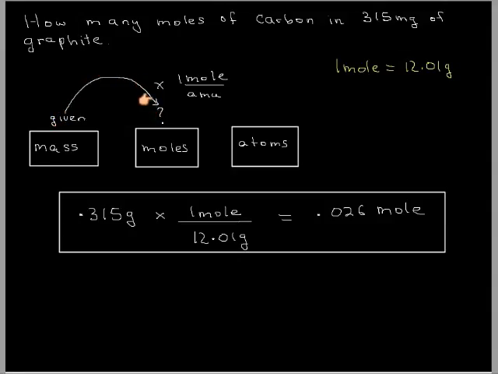And going from mass to moles, we need to use the conversion factor 1 mole over the atomic mass unit. This is the conversion relationship here: 1 mole is 12.01 grams. So the conversion factor we will use is 1 mole divided by 12.01 grams. Doing our math, we will get 0.026 moles.